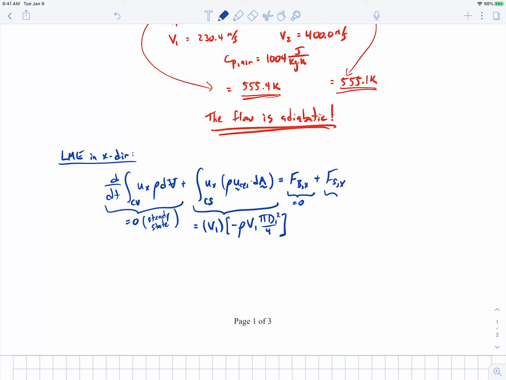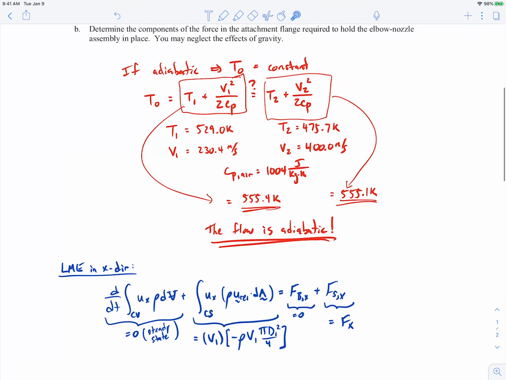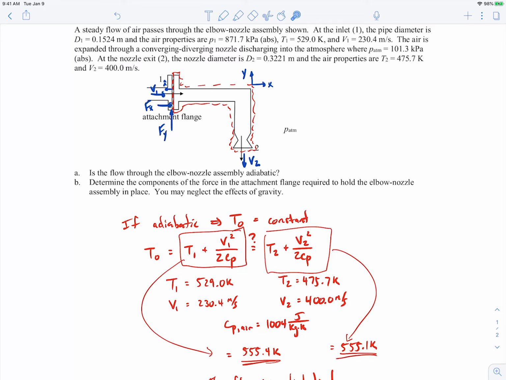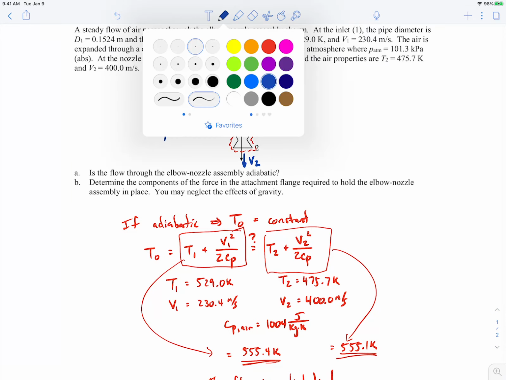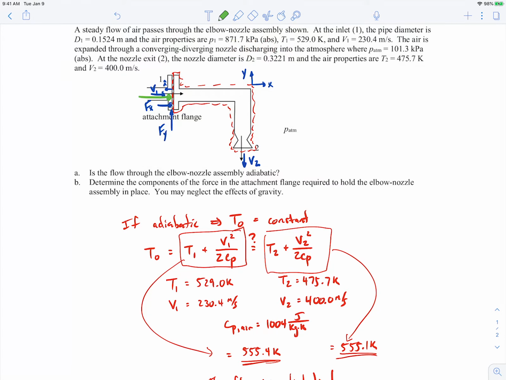Okay, now let's do the surface forces in the x direction. So clearly we have the applied force that we're trying to find, Fx. It's right here. The other surface force we have is actually a pressure that's acting on the surface here, because we were told the pressure at the inlet is 871.7 kilopascals absolute. So there's some pressure acting on the surface. Let me just draw. It's getting a little busy here, but there'll be a pressure force that this fluid exerts on that part of the control volume. So that would just be P1 times d1 squared over 4. That's in the positive x direction because it's pointing to the right.